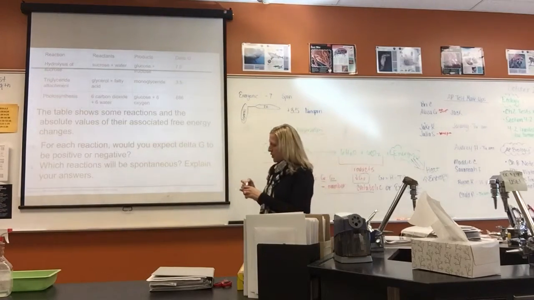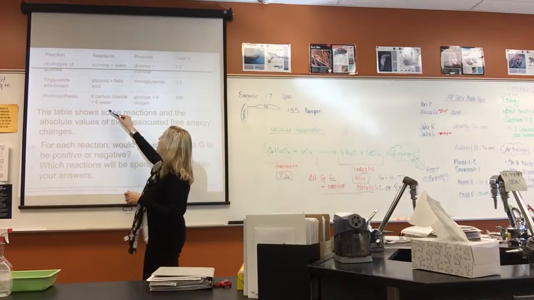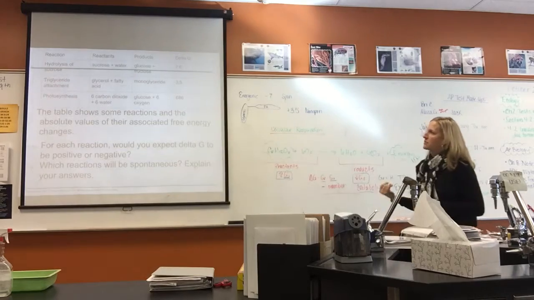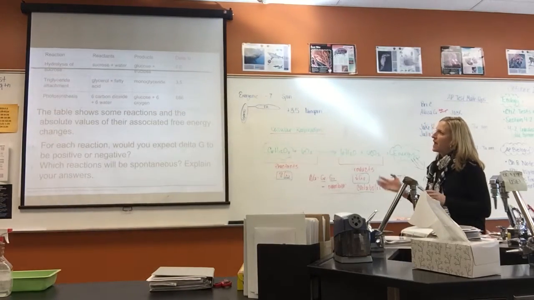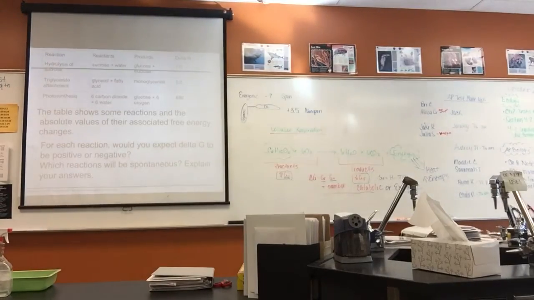And then lastly, photosynthesis. In photosynthesis, the plants take carbon dioxide and water and build a glucose molecule and then release 6 oxygens as a result of that. And that's 686. Do you need energy or is energy released for this?